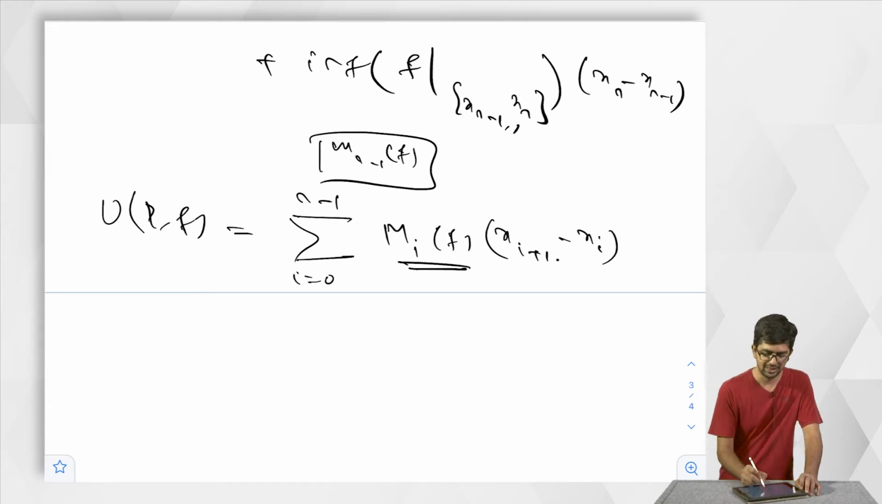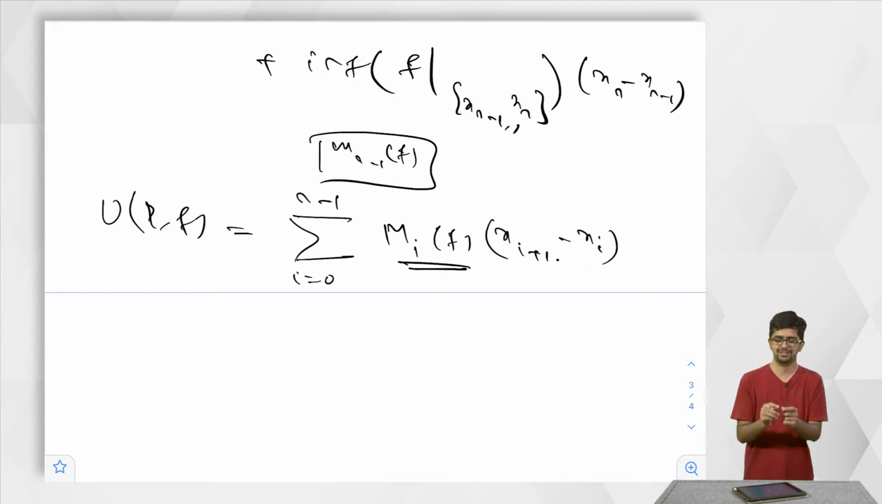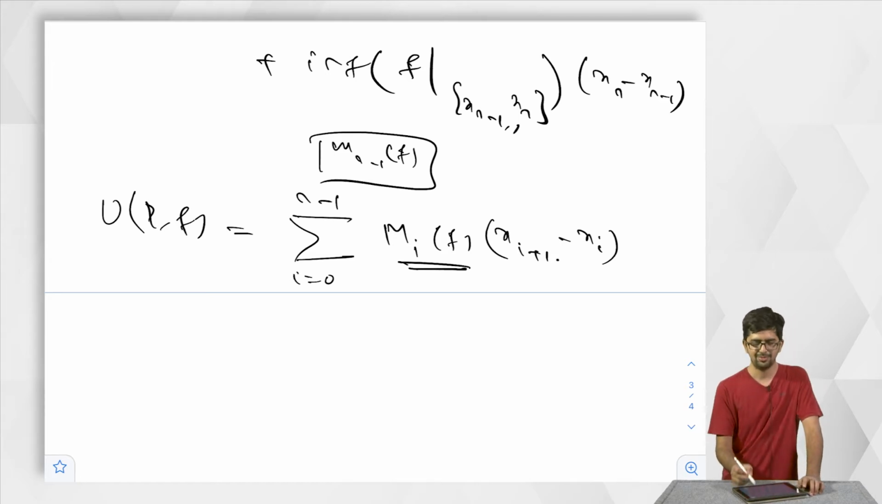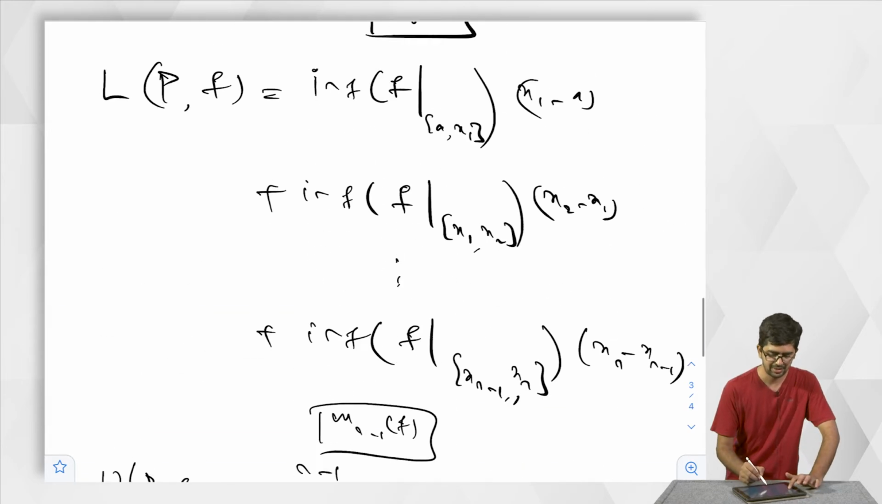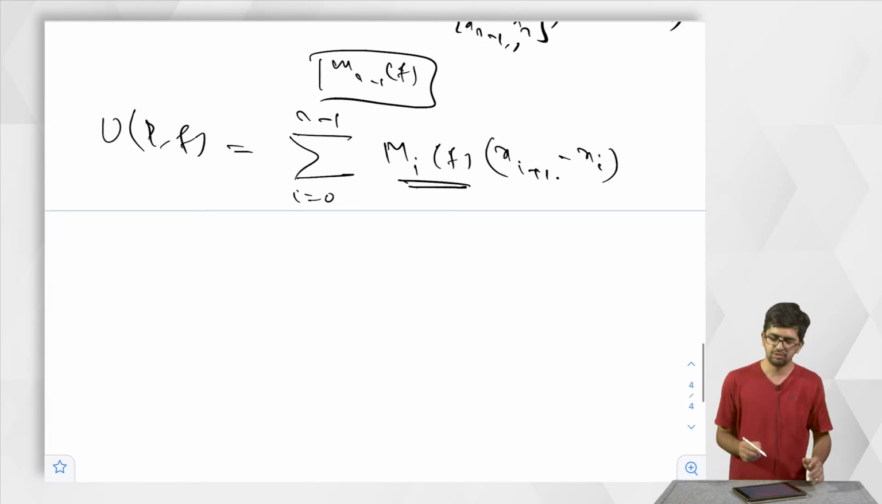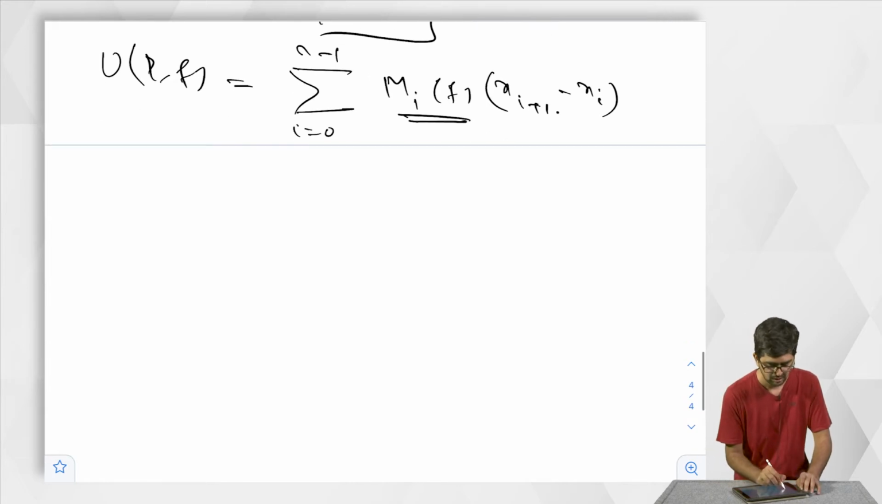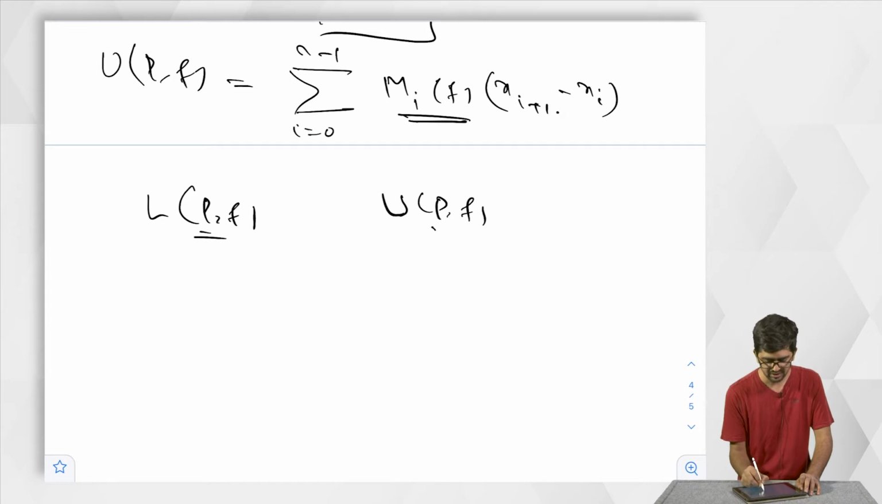Yes, okay. So M_i of f is the supremum of f restricted to x_i to x_{i+1}. I said it the other way, maybe I added 1 or reduced it. No, it's f restricted to this interval x_i to x_{i+1}. That's what we are denoting by capital M_i of f. Then I am taking the sum as in the previous case. So now, using supremum and infimum, we have two real numbers, L(P, f) and U(P, f), for a fixed partition and for the bounded function f.